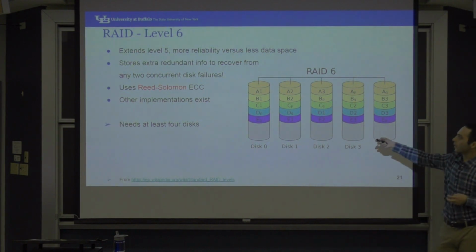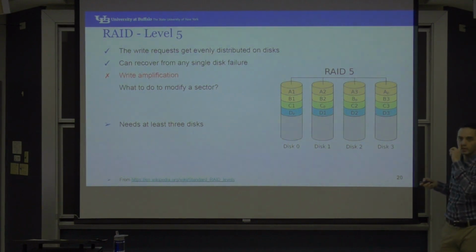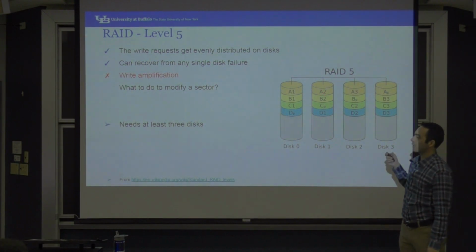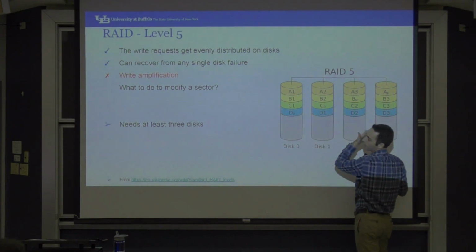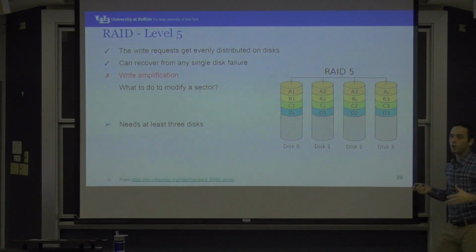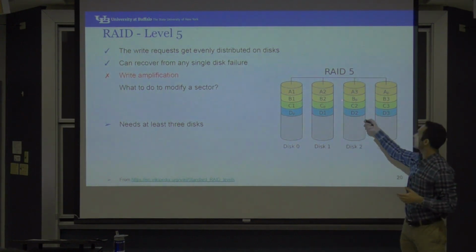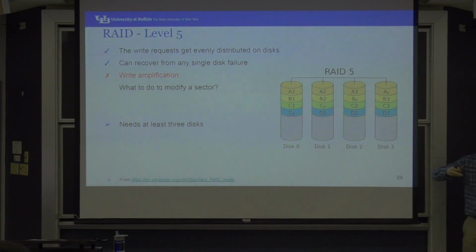Now, in either RAID 5 or 6, what happens if you want to modify a sector? What needs to be done? This is important because it happens all the time. So if I want to modify this B2, first of all, the whole bundle of B1 to B3 and BP should be read simultaneously.